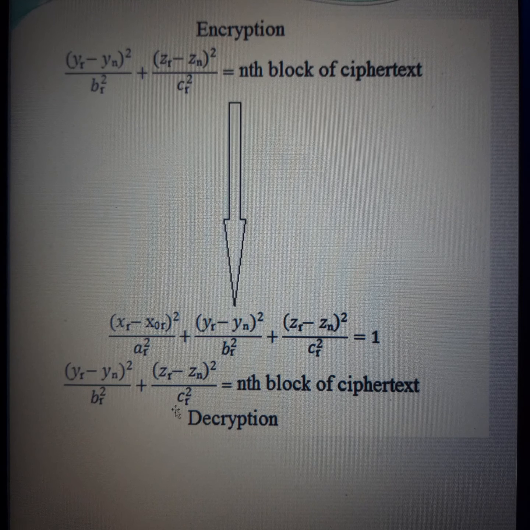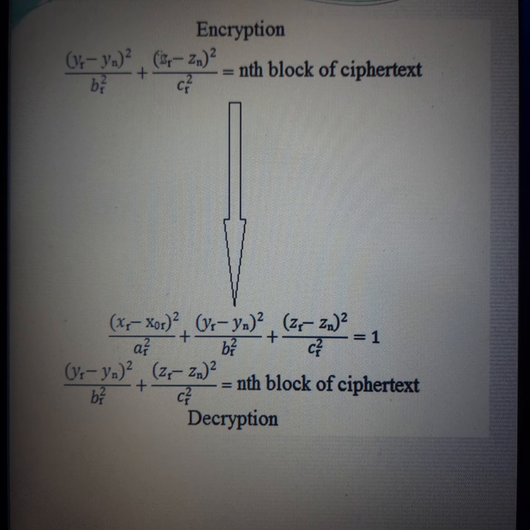These public keys are known to the sender, receiver and the eavesdropper. Now the private keys which are used for the decryption are xr and ar. x0r is a temporary variable whose value will change for every block.